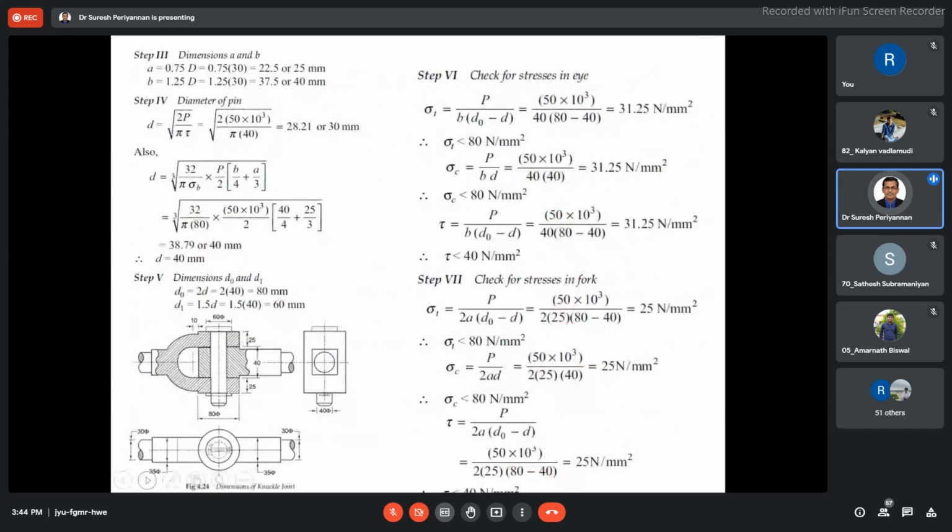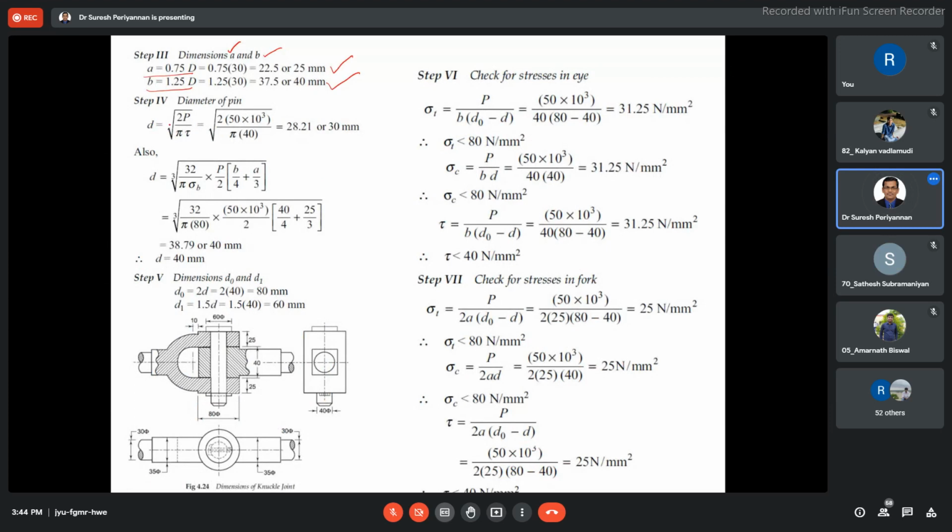Now I come to the dimensions A and B. A is the thickness of the fork. B is the thickness of the eye end. A is 0.75 D, and B is equal to 1.5 D. From this we can find 25 mm and 40 mm. This is from the design data book.